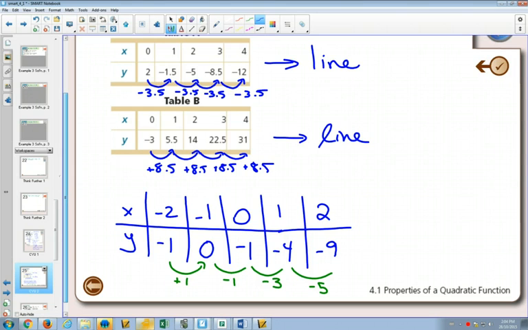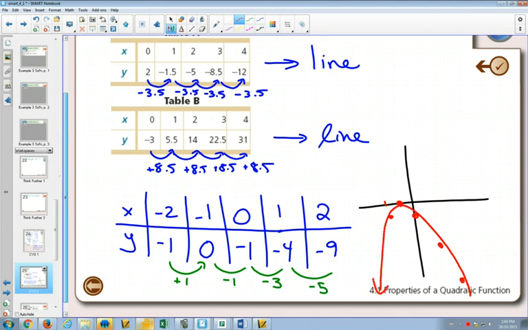symmetry. So we have some symmetry here because the negative 2 and the 0 are symmetrical. If you're ever wondering, another strategy in these questions is to actually plot the points. So if I do negative 2, negative 1, that would be right there. Negative 1, 0, 1, 0, negative 1, 1, negative 4, and 2, negative 9. Those are the 5 points that we're given. Maybe you can see that this looks like it could be a parabola that's pointing down.